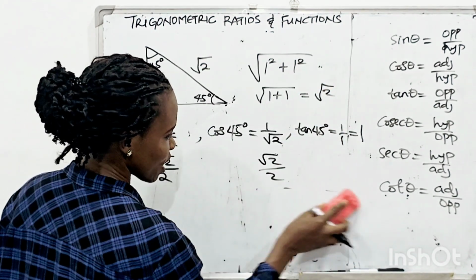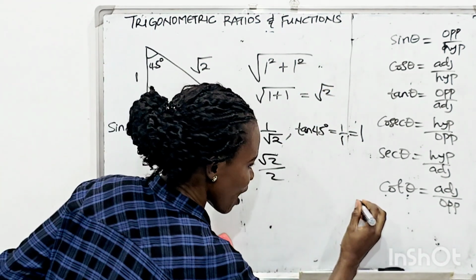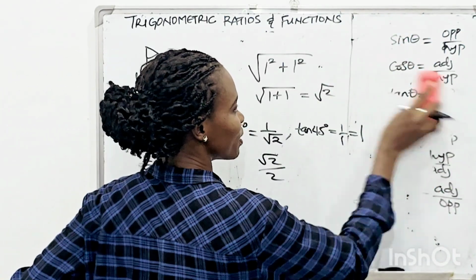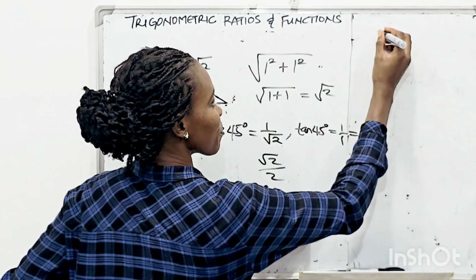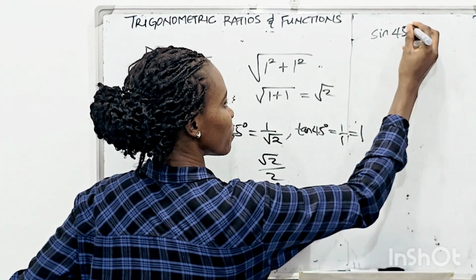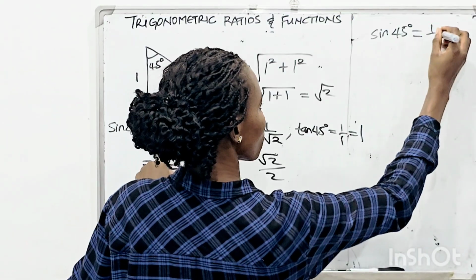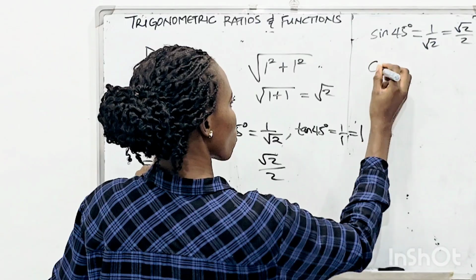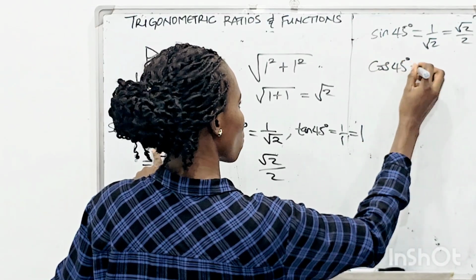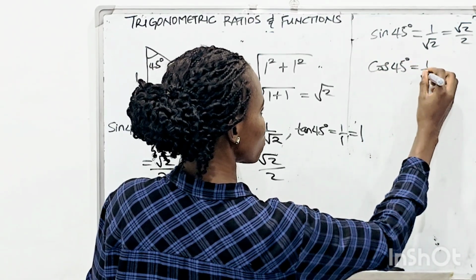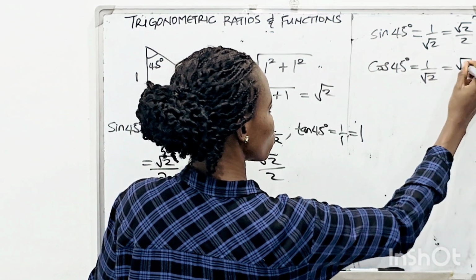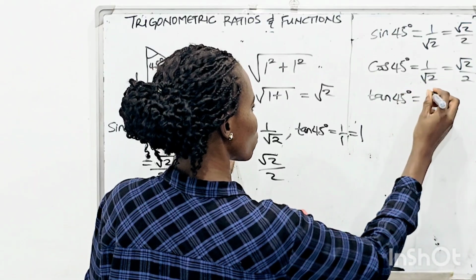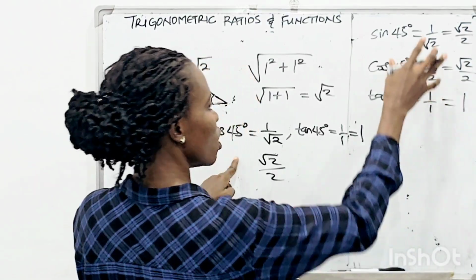So let me write it by the side, so I'll go to the next triangle. We've already gotten this from SOHCAHTOA, so let me clean this. So I have that sine 45 is equal to 1 over root 2, which is the same thing as root 2 over 2. Cos 45 is equal to the same thing, 1 over root 2, which is the same thing as root 2 over 2. Then tan 45 degrees is equal to 1 over 1, which is the same thing as 1. So these are the major ones.